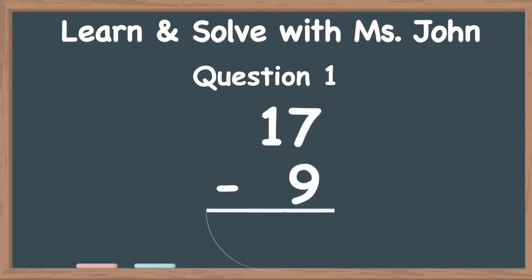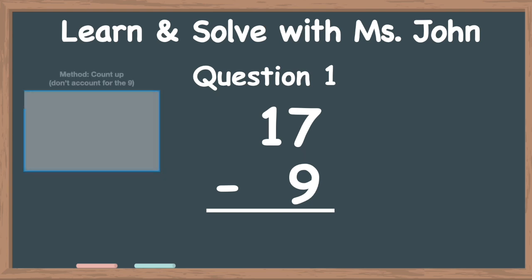Question number 1, 17 minus 9. Let's first draw a rough box. The method that we're going to use is counting up. When counting upwards, we're going from 9 to 17, but you don't actually draw a dot for 9. You just say 9 out loud, and you begin with 10, 11, and etc. all the way up to 17.